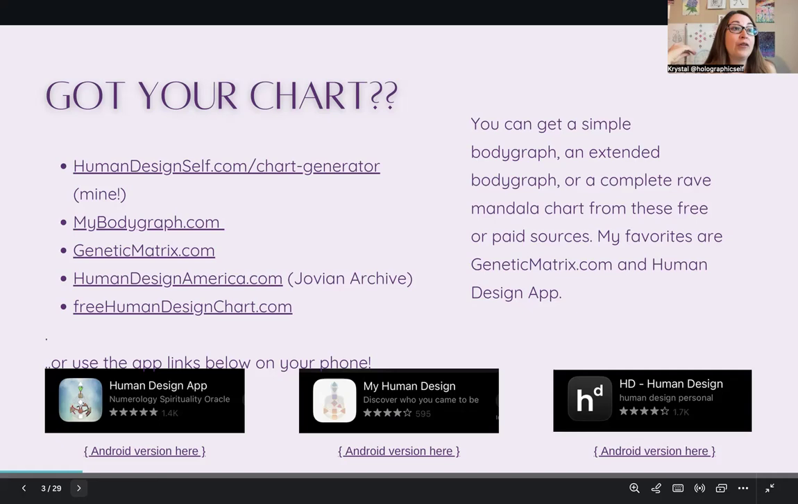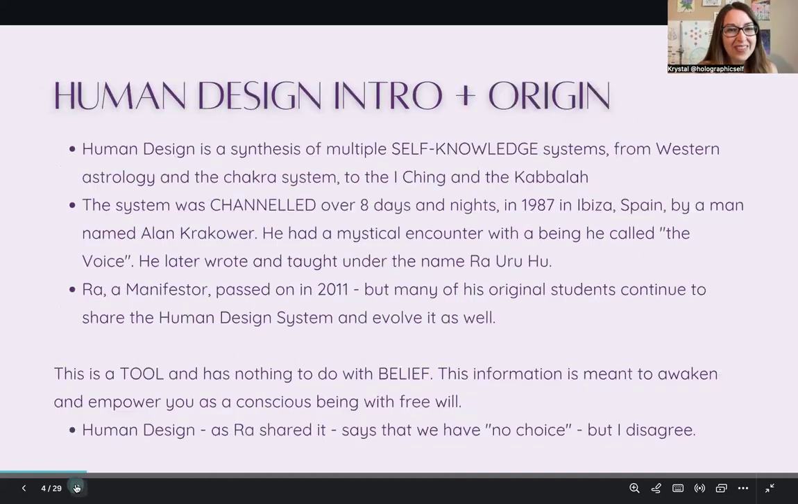Other places you can go if you haven't already found that: Karen Curry Parker's site is freehumandesignchart.com. You can get a chart generated there. You can also go to Genetic Matrix, Human Design America, or My Body Graph. These are all great options. There's also an app on iPhone and Android. It's called Human Design App. You'll notice it's got a blue background. That's my favorite human design app. There are other good ones, but that's my favorite.